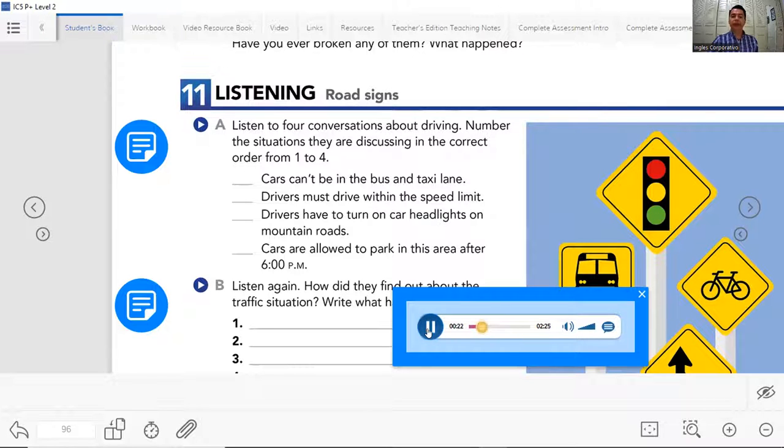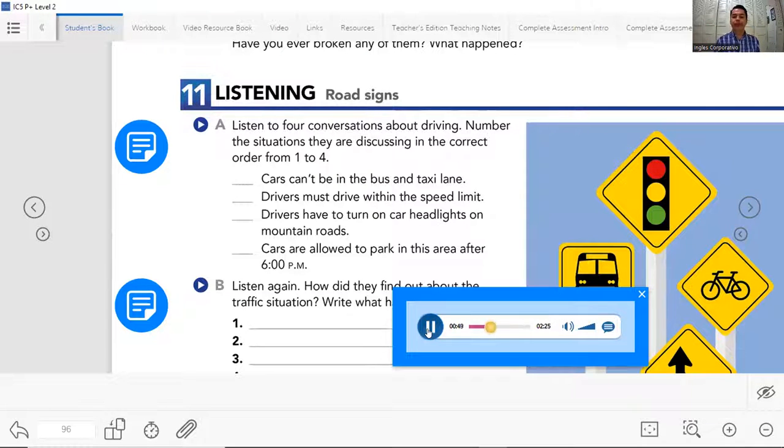Huh, that seems strange. What is it? All these cars have their lights on. It's the middle of the day and the sun is shining. Well, we are driving in the mountains and these roads are pretty narrow. Oh, and look at that sign. It says all cars need to have their headlights on for the next 5 miles. Oh, you're right. I guess lights can only help us in these conditions.